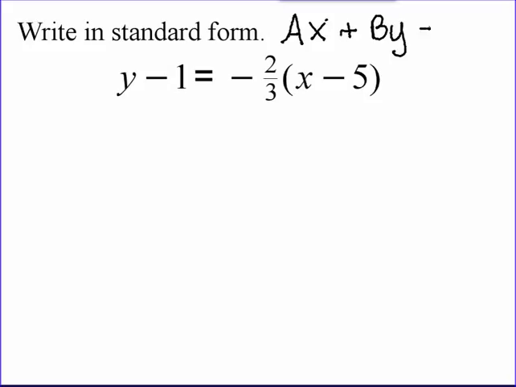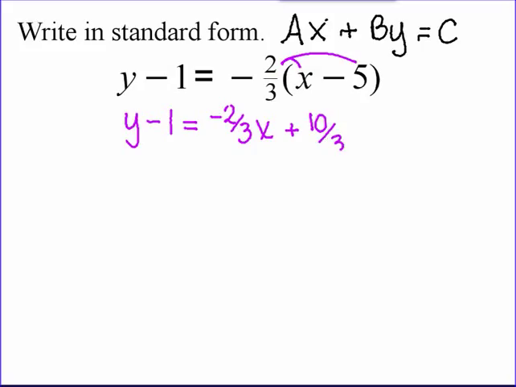What I need to do in this problem is get it in that form: ax plus by equals c. The other thing about standard form is, remember, there are no fractions. So I'm going to start by distributing the negative 2/3 to each term. When I distribute the negative 2/3, I first of all have y minus 1 equals negative 2/3 x plus, this is the easy way, what's 2 times 5? 10. Now you're probably wondering what happened to the negatives. It was a negative 2 times a negative 5. That makes a positive 10.